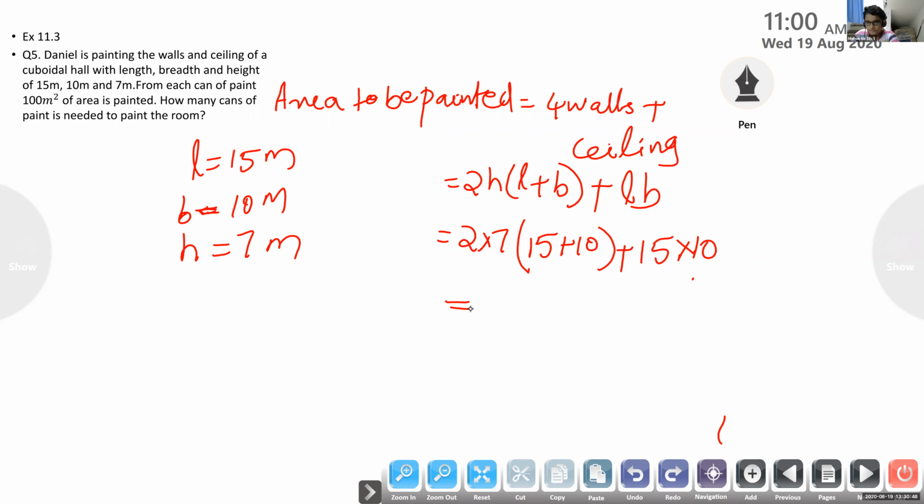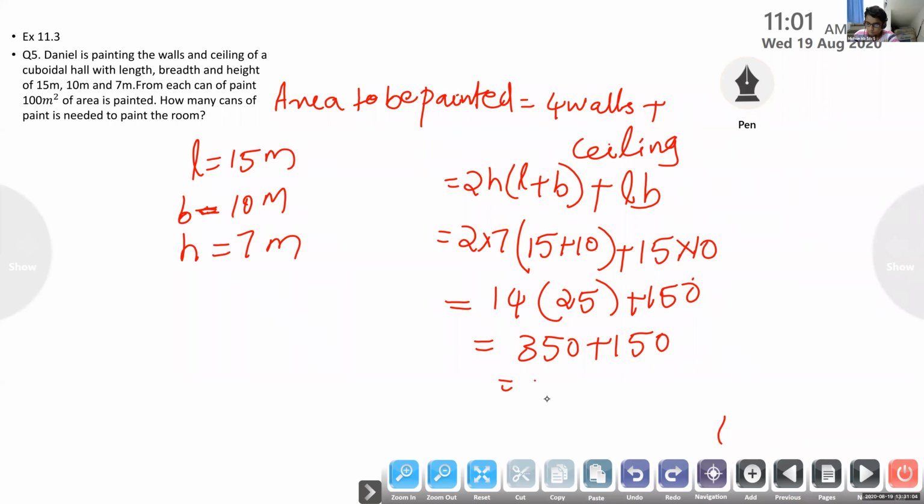500. Okay, 14 into 25 is 350, plus 150. Correct. 350 plus 150. Ma'am, 500 meter square. Good. 500 meter square.